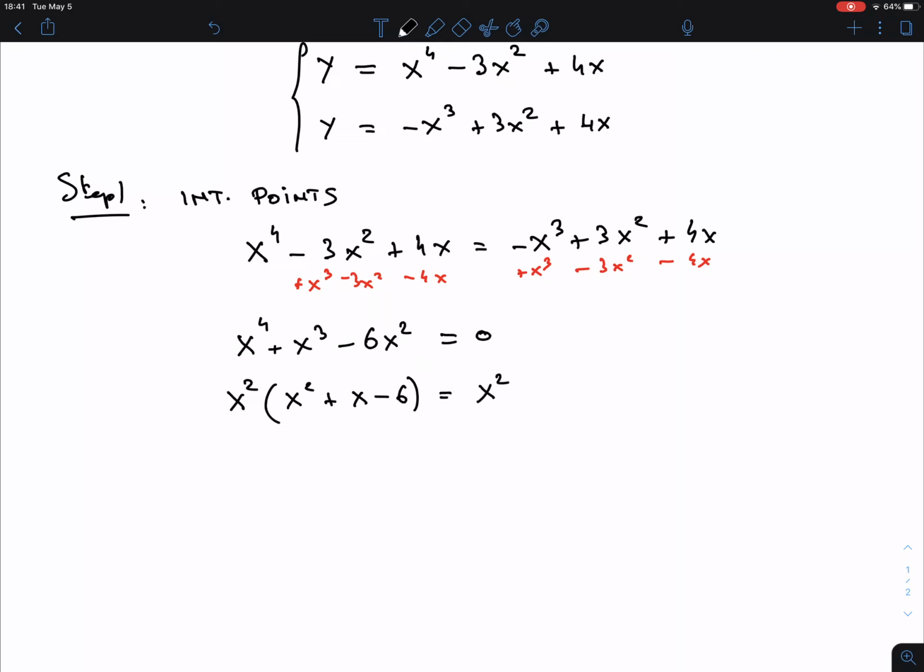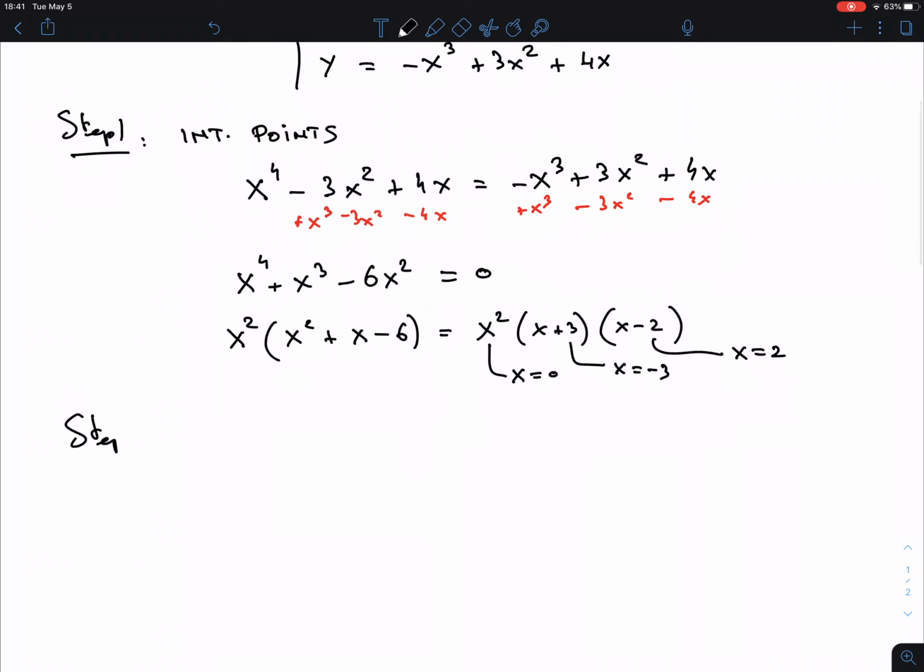And that is also not hard to factor, because two numbers that multiply to negative 6 and add to 1 are plus 3 and negative 2. So this tells us the three intersection points are x equals 0, and x equals negative 3 and 2. Don't forget the 0, right? x squared seems like, okay, I just scratch it out, but no, it's a factor, so it can become 0. And so we get these 3 points.